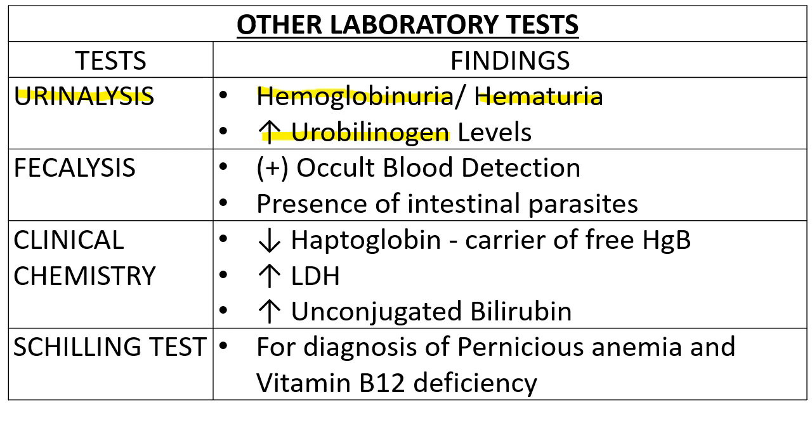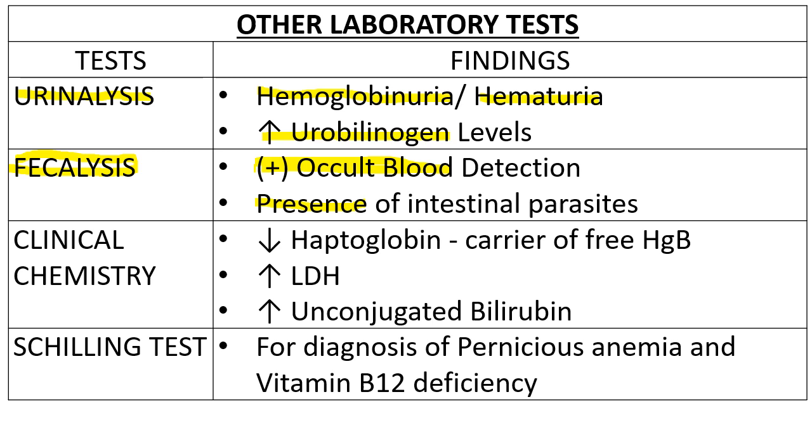Fecalysis naman, pwedeng dalawa ang pwede mong ma-derive dito. In cases of chronic blood loss due to colon cancer, you can request for occult blood testing. So, makikita nyo, positive sila dyan. Sa mga bata naman na may symptoms of anemia, you can investigate further if merong parasitism caused by hookworm. So, ma-appreciate mo under microscope yung eggs or even the adult parasites.